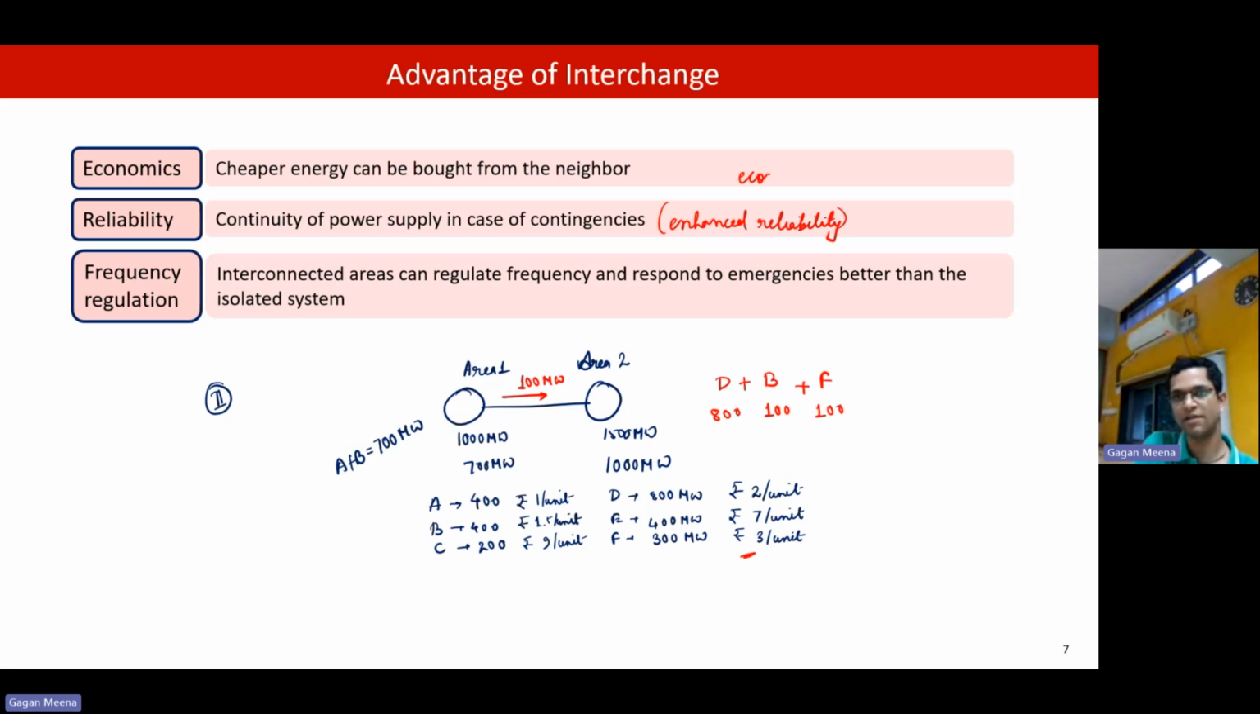This is economic operation. And the third one is frequency regulation. Interconnected areas can regulate frequency and respond to emergencies better than an isolated system.